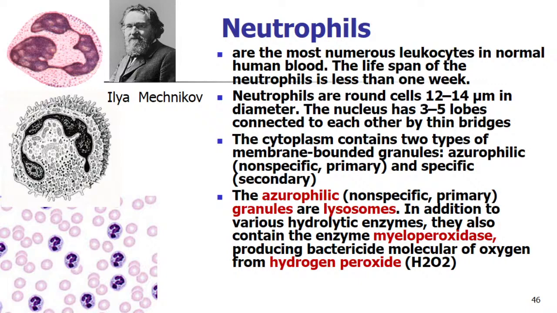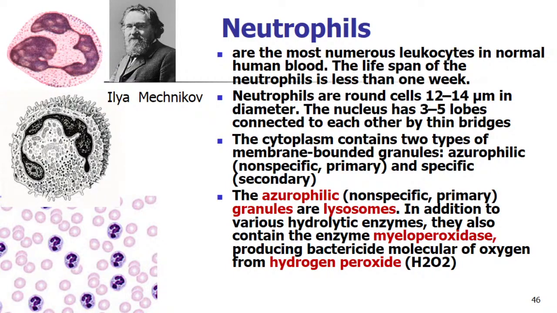So, a definition of neutrophils. Neutrophils are the most numerous leukocytes in normal human blood. The lifespan of neutrophils is less than 1 week. Neutrophils are round cells 12 to 14 micrometers in diameter. The nucleus has 3-5 lobules connected to each other by thin bridges. It's very well visible here. Also, the cytoplasm contains 2 types of membrane-bound granules: azurophilic non-specific primary granules and specific secondary granules.